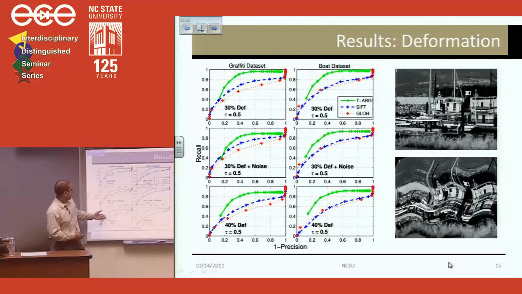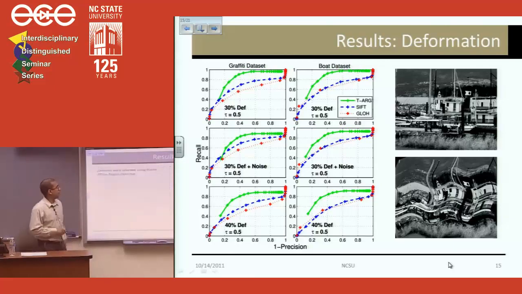But in all of these cases, this is 30% deformation, 30% deformation plus some noise, and the noise was uniform between plus minus 10. And then at a 40% deformation, you are outperforming SIFT and GLOH, which is what everyone is using nowadays.